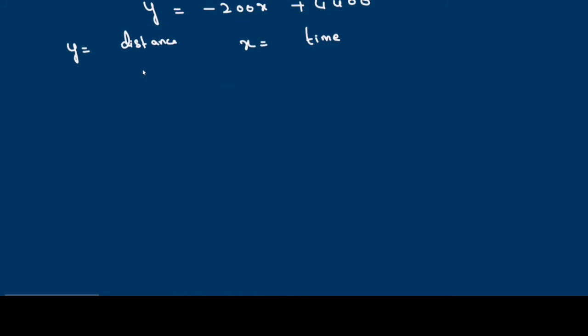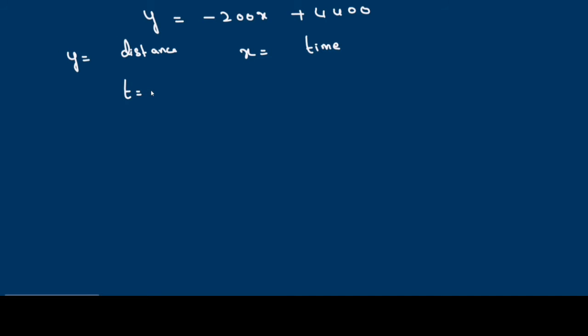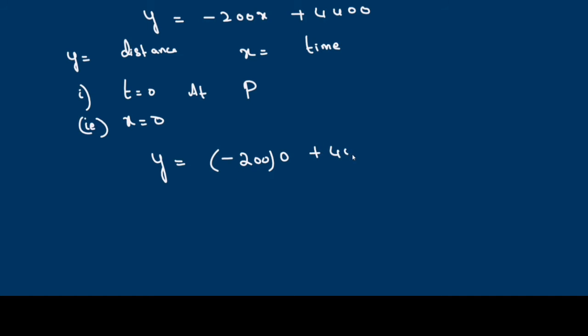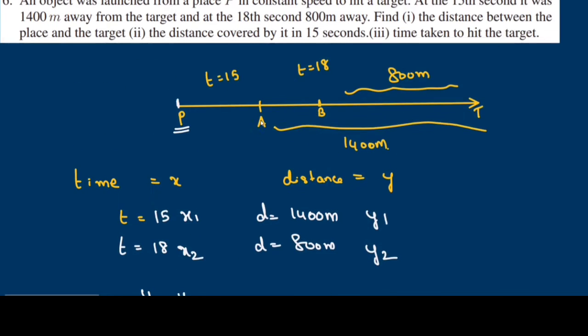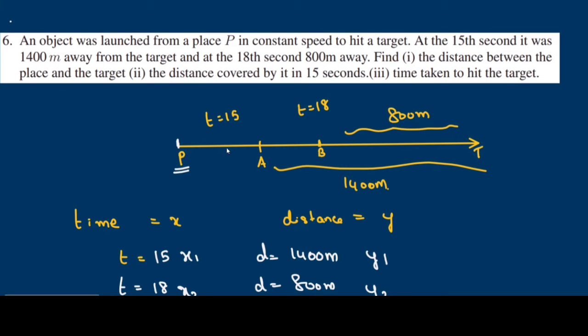When you put time as 0, at the point P, t is 0. We have taken x as the time. So put x is 0 in this. So we get y is equal to minus 200 into 0 plus 4400. So what is y? y is 4400 meters. Okay. So the total distance is 4400 meters.